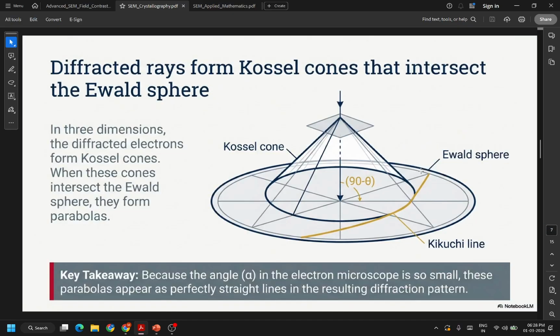So the intensity difference between the forward scattered and the back diffracted rays creates the parallel bright and dark Kikuchi lines. And how these lines are generated is that the diffracted electrons will form a cone called the Kossel cone, and this Kossel cone will intersect with the Ewald sphere, which is your reciprocal lattice regions, and their intersection will create a parabola, and this parabola is what you see as your Kikuchi line. But because your angle is so small, these parabolas appear as perfectly straight lines.